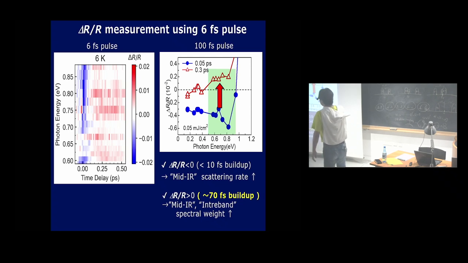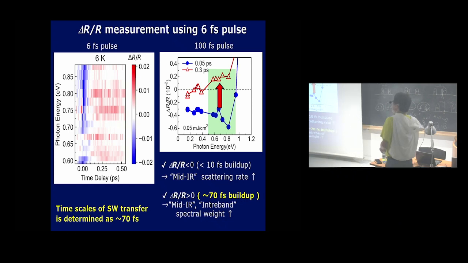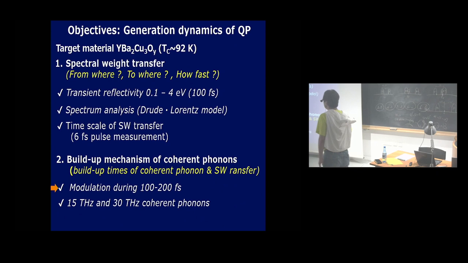Okay, and we can show you the spectral analysis. Here we can use the very broadband spectrum of the 6 femtosecond light pulses, and this spectral range corresponds to here. We can follow the spectral change from here to here, and determine that the time scale of the increase of spectral weight is 70 femtoseconds. So there is a time scale of the spectral weight transfer induced by the light irradiation.